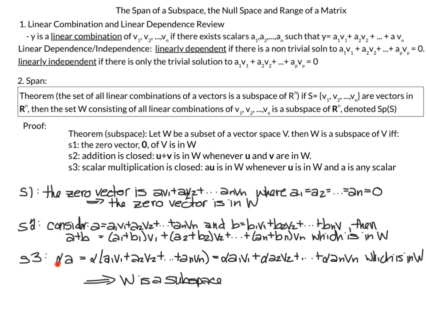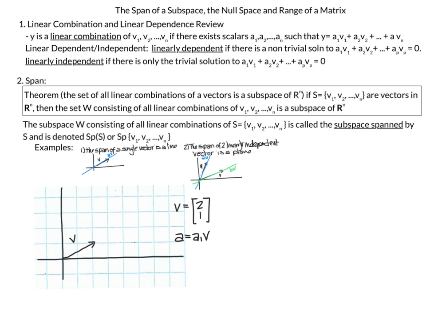And last, if we multiply a scalar alpha times a linear combination of our vectors, we just get back another linear combination. So scalar multiplication is closed, and W is a subspace. The subspace W, consisting of all linear combinations of a set of vectors v1 to vn, is called the subspace spanned by S, and is denoted with span S, or span and then you list out the vectors.